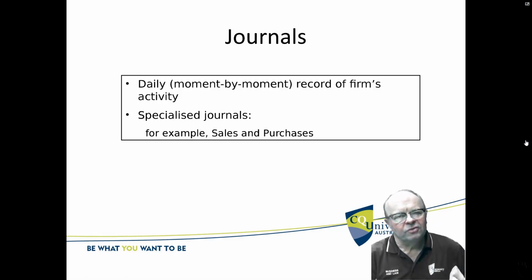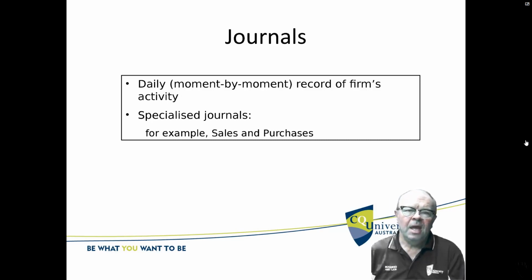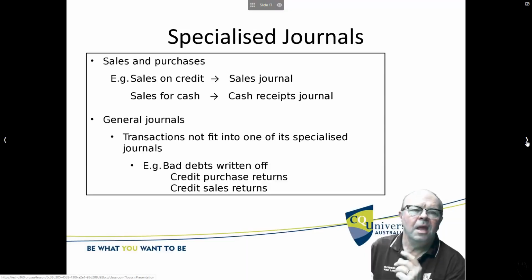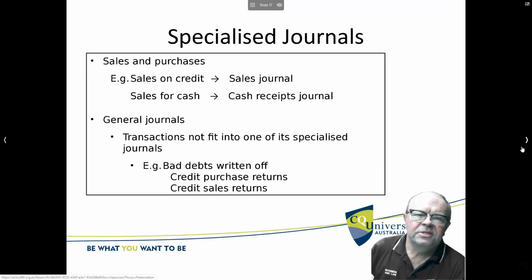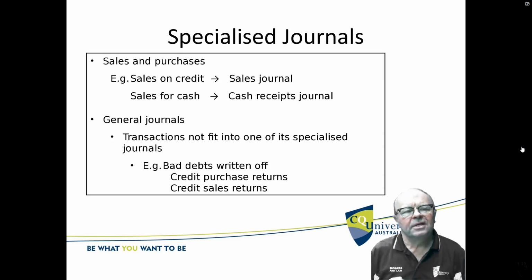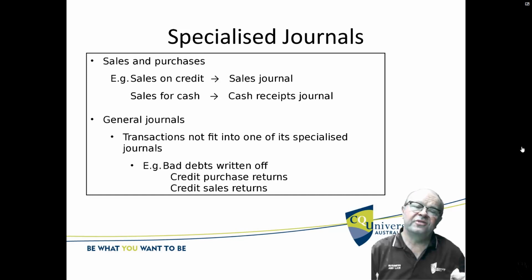We'll now have a look at journals. Journals are the daily or moment-by-moment record of a firm's activities. There can also be specialised journals, for example with sales and purchases, which provide a lot of extra detail. For example, sales on credit would go into a sales journal, and sales for cash would go in a cash receipts journal.